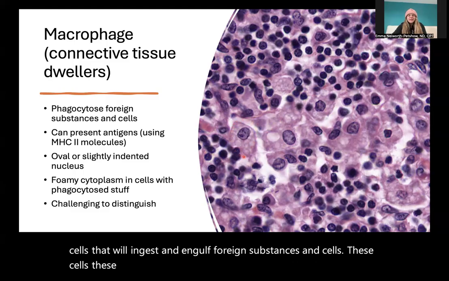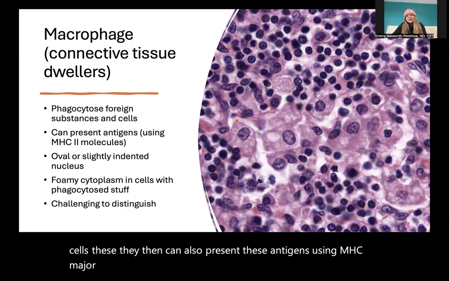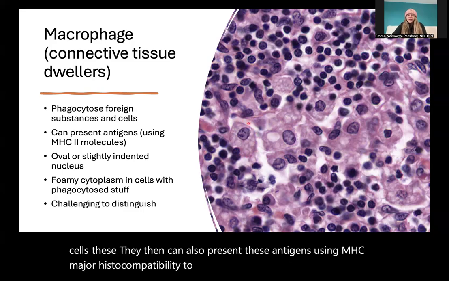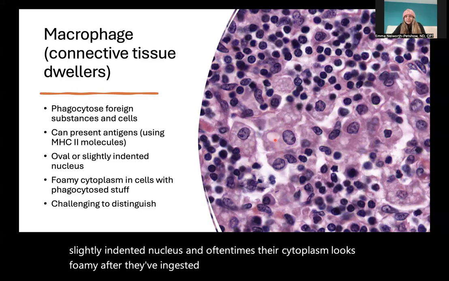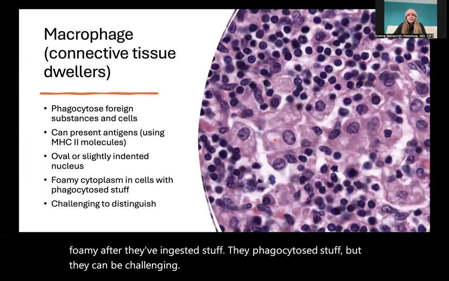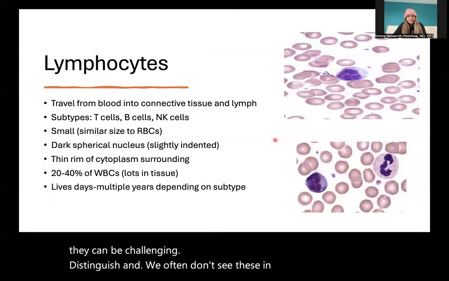They then can also present these antigens using MHC major histocompatibility 2 molecules. They have an oval or a slightly indented nucleus, and oftentimes their cytoplasm looks foamy after they've ingested stuff, they phagocytosed stuff, but they can be challenging to distinguish, and we often don't see these in the blood.